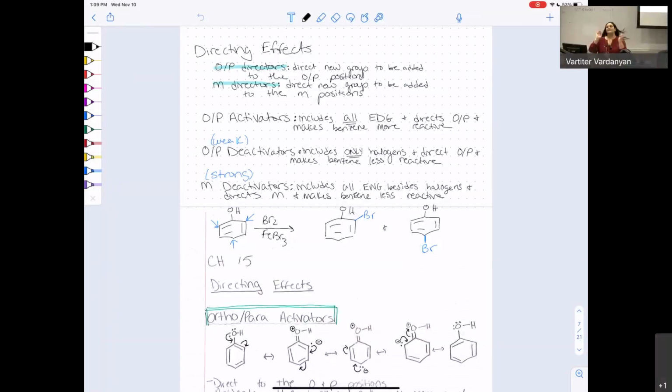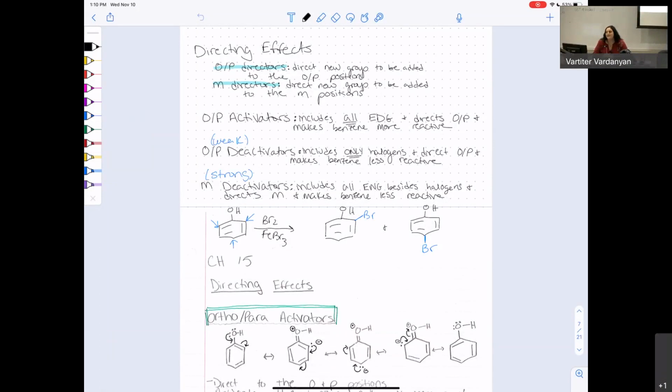So you're going to have to know the directing effect stuff. Remember, activator versus deactivator. The only thing that tells you is whether something is a donating group or a withdrawing group. And then we have ortho-para directors versus meta-directors. Ortho-para directors are going to direct a new reaction to place the new substituent on either the ortho or para positions, whereas the meta-directors would direct to the meta position.